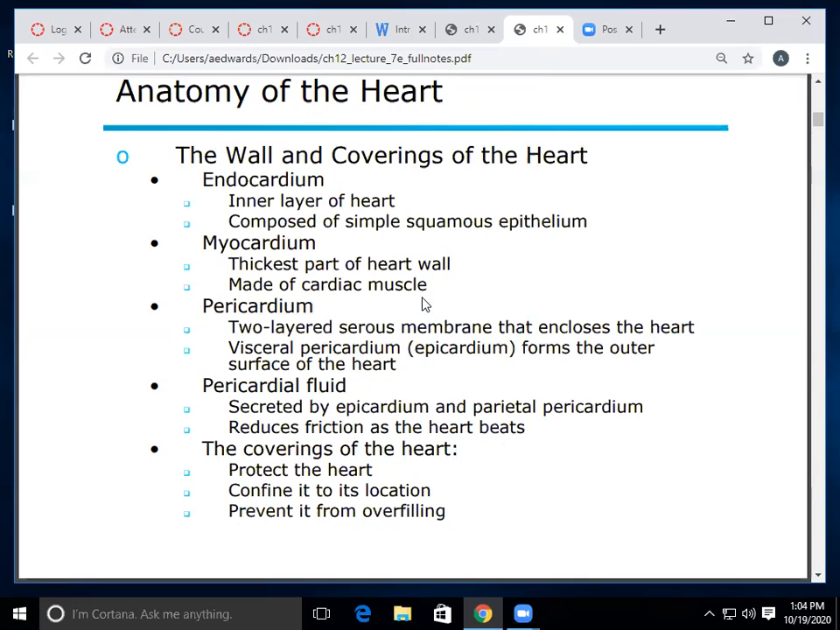So what do these coverings of the heart do for you? Like, why are they so important? They obviously provide some level of protection for your heart. Keep your heart in a certain location. Also, they keep your heart from overfilling. Okay, you want it to fill with blood, but you don't want it to fill with too much. So having those coverings provides a layer of resistance to know when it's full.